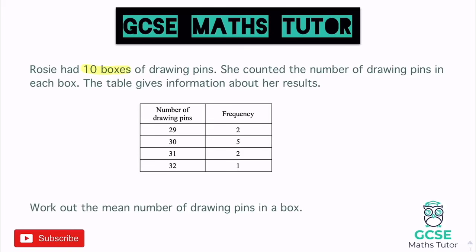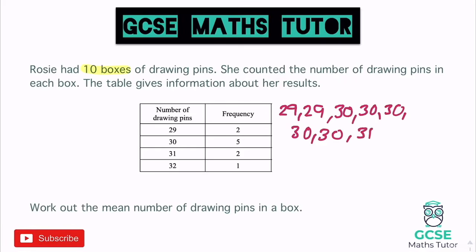Now if we did have a list here, 10's okay, but once we start getting to tables where there's 80, 100 things in the table, we won't want to do it in this particular way. But just so you have an understanding of how and why we do the process we do, we'll have a look at this first one. So we've got 2 boxes of drawing pins that have 29 in, so we'd have 2 29s, so 29 and 29. Then we've got 5 with 30 in, so 30, 30, 30. You can already see it's a bit annoying having to write these all out. 30 and 30, there we go. We've got 2 with 31, and another 31, and we've got 1 with 32 in.